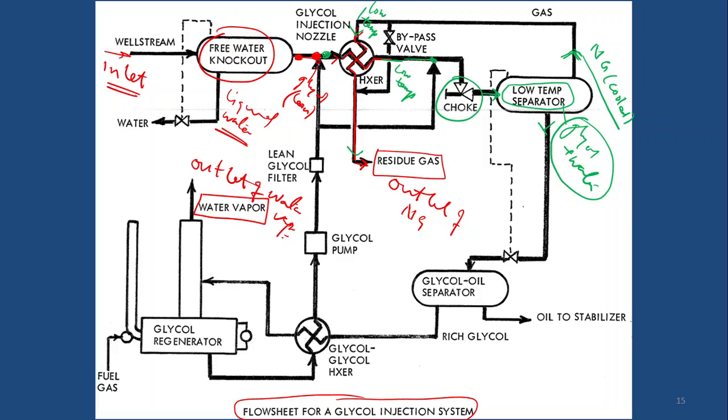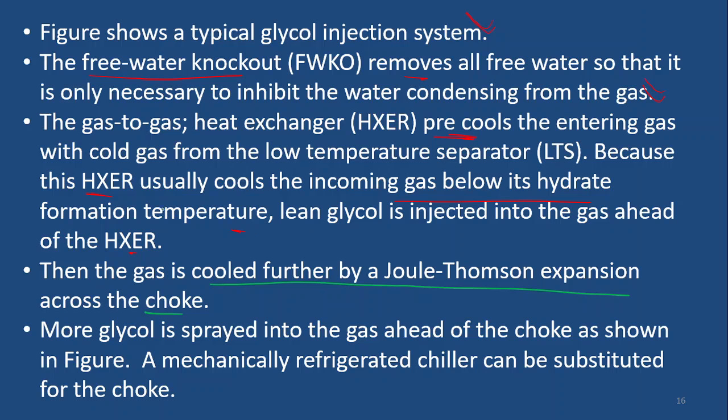So this is the complete stream of natural gas, how the natural gas is coming and how they are exchanging the heat with the outgoing one, and how the choke lowers the temperature, and in the low temperature separator it is being separated. So the natural gas cycle is completed here. The remaining cycle that is shown here is basically about the glycol water separation.